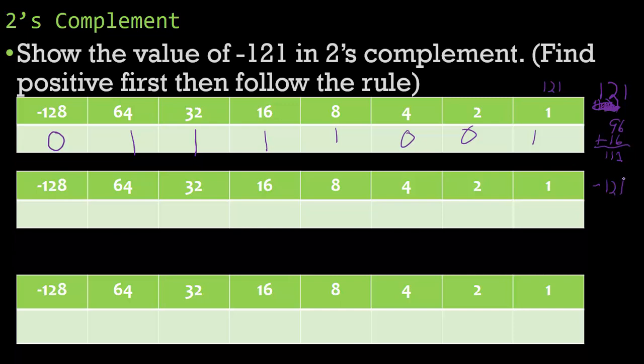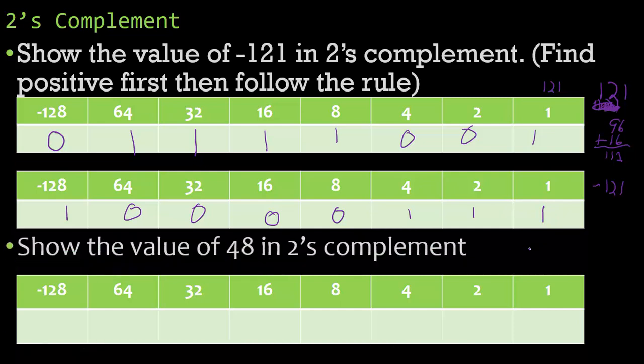And all I do is follow the rules, starting from right to left. We're going to ignore all the zeros till we get to the first one. Oh, look, we found our first one. There were no zeros to ignore. Now I invert all the zeros to ones and all these ones to zeros. And this is how we wind up with negative 121. This is negative 121 in 2's complement form. Negative 128 plus 4 plus 2 plus 1. 4 plus 2 plus 1 is 7. Negative 128 plus 7 is negative 121.